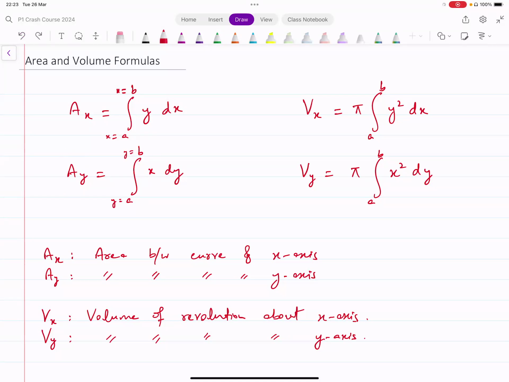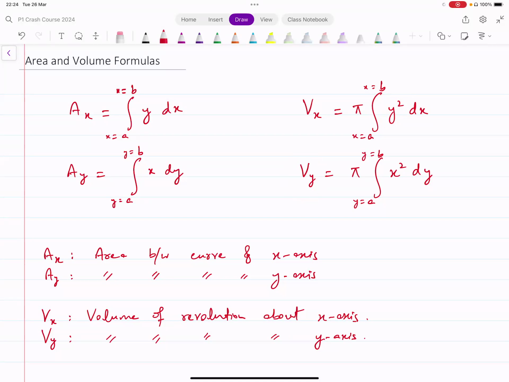Then volume of revolution. y squared needs to be the subject. The formula is pi into integral of y squared with respect to x. And then volume of revolution about y-axis. In that case, x squared needs to be the subject of the function that you have. You first need to make that subject, and limits are values of y. These are 4 formulas that we used.